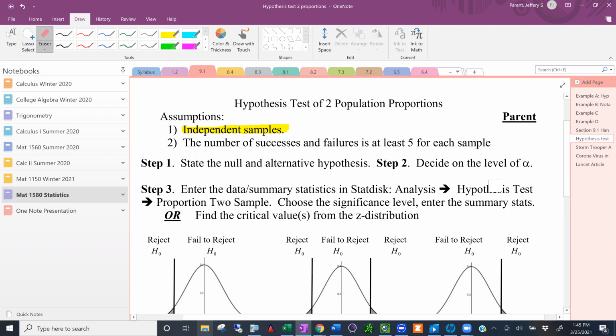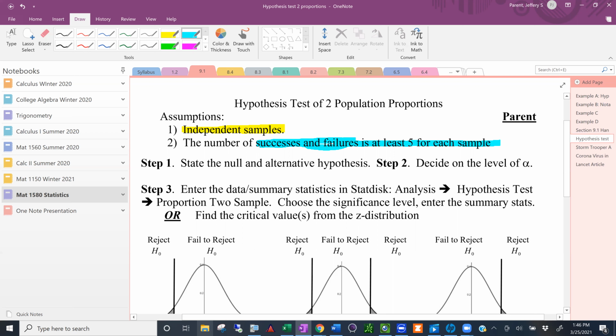So we're going to move into section 9.1, where we're going to test hypotheses of two population proportions. Now, like all our hypothesis tests, we're going to start out with some assumptions. The assumptions in this case are that you have independent samples. And the second part is that the number of successes and number of failures is 5 for each. So you have to have at least 5 successes and at least 5 failures in each of your samples.